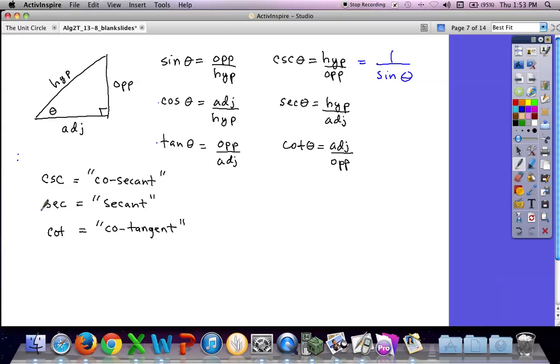Right. The secant, which is written SEC as a function, is the inverse of the cosine, or the reciprocal. So if cosine is adjacent over hypotenuse, secant is hypotenuse over adjacent. Right. 1 over the cosine.